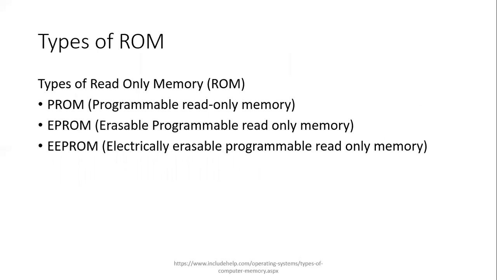So the types of read-only memory that we have: the first one is called PROM, which is known as programmable read-only memory. Next we have EPROM, which is known as erasable programmable read-only memory. Next we have EEPROM, that is electrically erasable programmable read-only memory. Now what is a PROM?